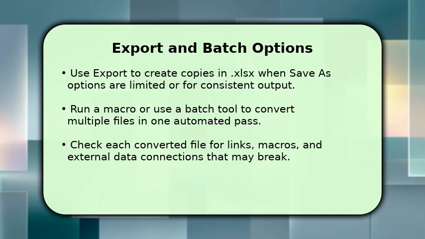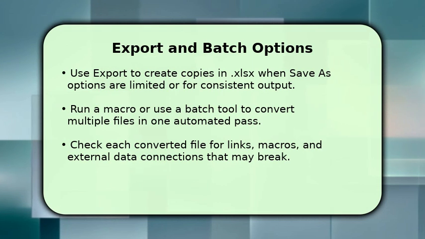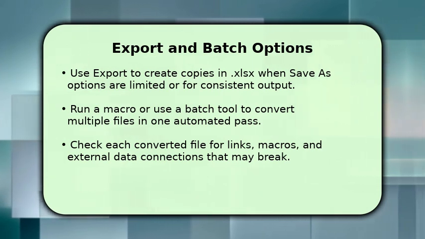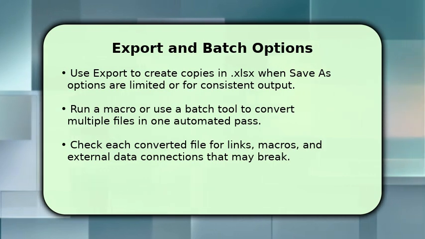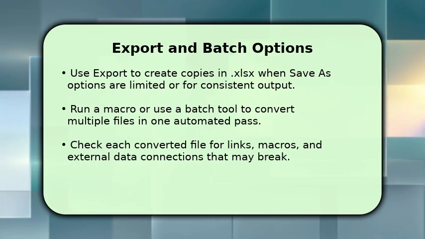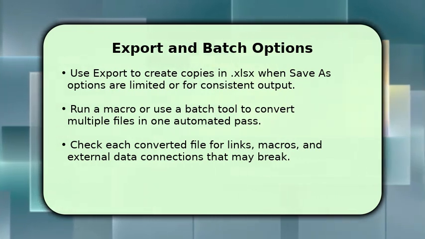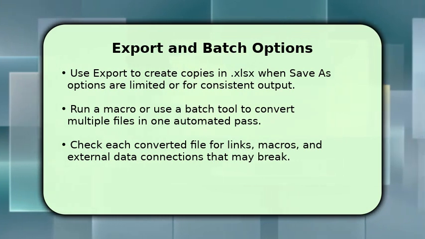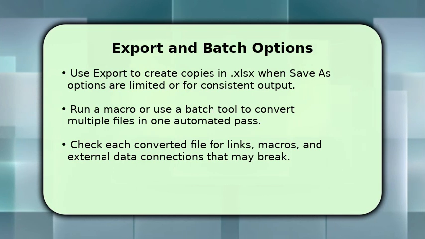In this video, I will help you change Excel to Xlsx step by step. Use Export if your version supports it, or record a simple macro that opens each file and saves as Xlsx to automate batch conversions. For many files, a script or third-party batch tool can save time and keep folder structure intact. After conversion, spot check several files to confirm macros and links remain functional or note any needed fixes.